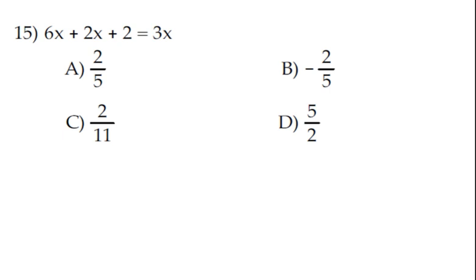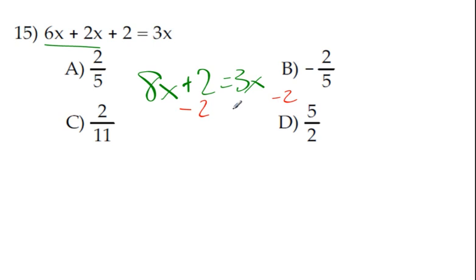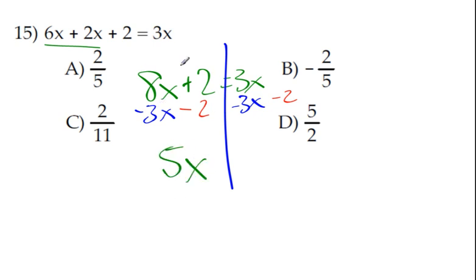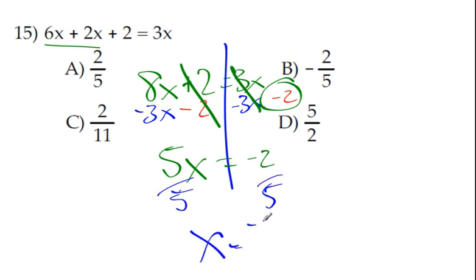Alright, this guy, we got all kinds of things we can do. First is going to be to collect like terms on that side. 6 and 2 make 8x plus our 2 equals 3x. From here, there's lots of different ways you can go about solving. I'm going to subtract 2 from both sides, and then subtract 3x from both sides at the same time, because that makes me feel better. 8 minus 3 is going to leave us with 5x over here. That cancels, and minus 2 is left on this side, which is why when we divide by our 5, we get x equals negative 2/5 right there.